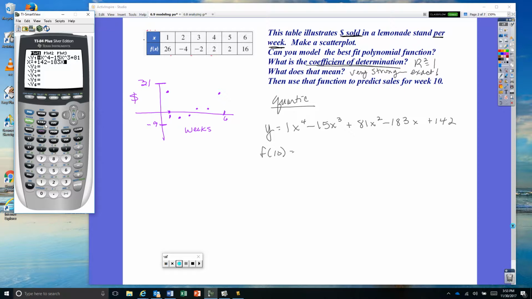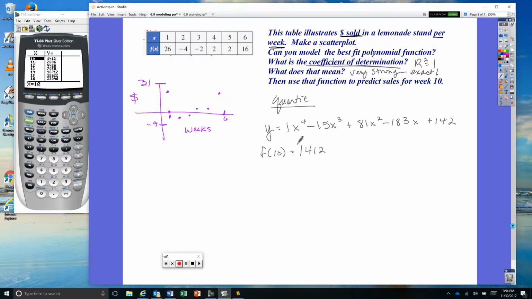And I'm going to hit enter. I want f of 10. So I could go to my table and scroll down to 10. So to get table, I have to do second graph. Scroll to 10, I get 1412. In 10 weeks, I'm making lots of money off of that lemonade stand. And if you want to see that equation come through your points, just press your graph key now. And look how strongly it fits those points.